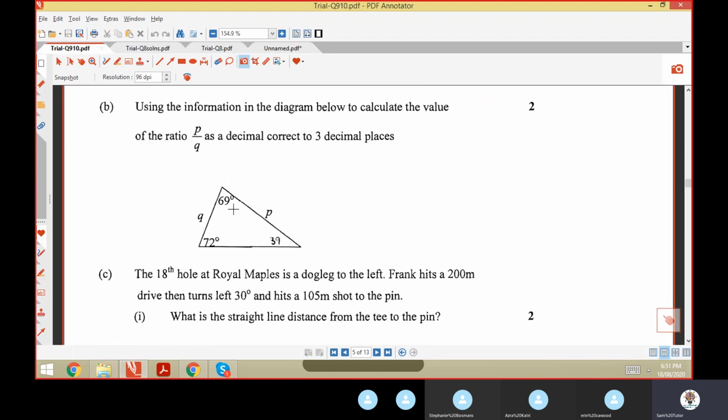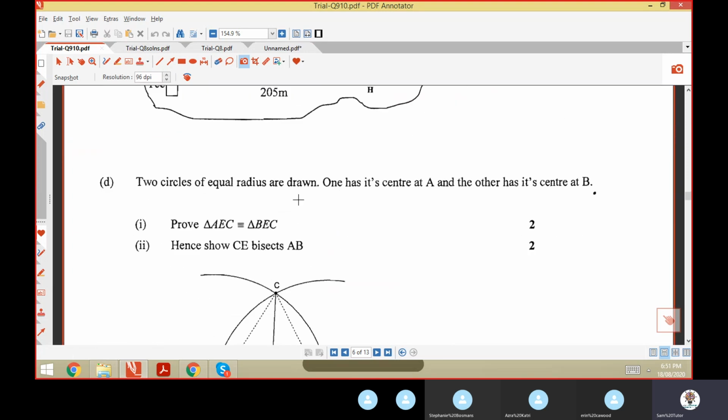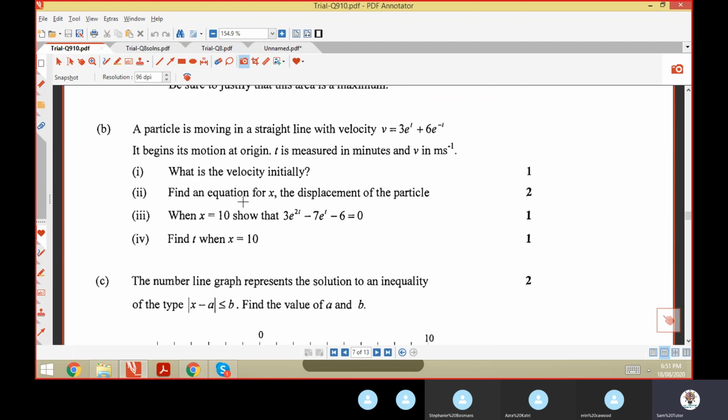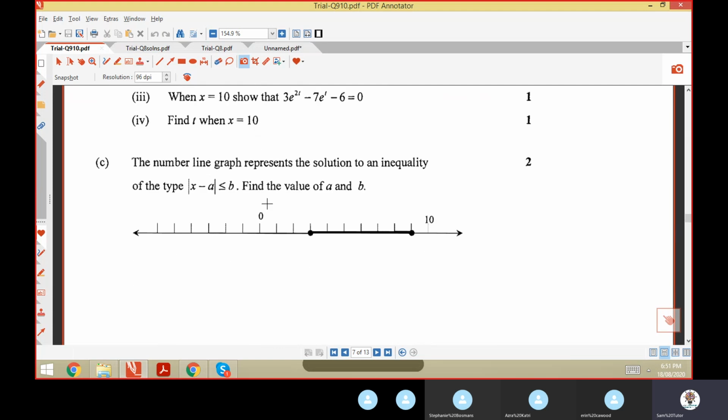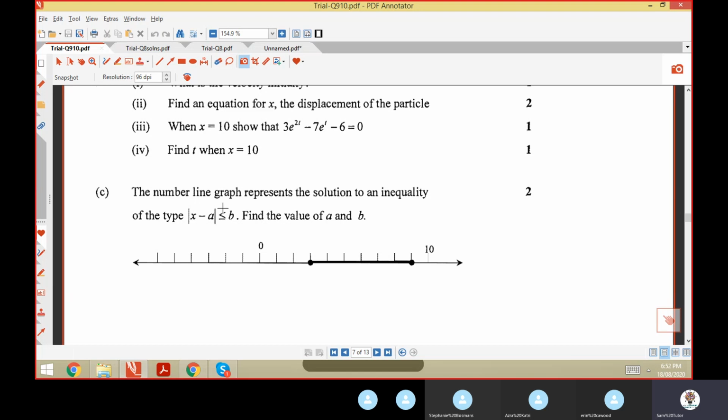Let's try, see if there's another one. I want to do these. Maybe we should do one of those right now. The underlying graph represents a solution to an inequality of this type. Find the values of A and B. Changed around. Instead of saying solve, they're saying here it is. You guys tell us what it was. I like it, but I'll come back to it again.